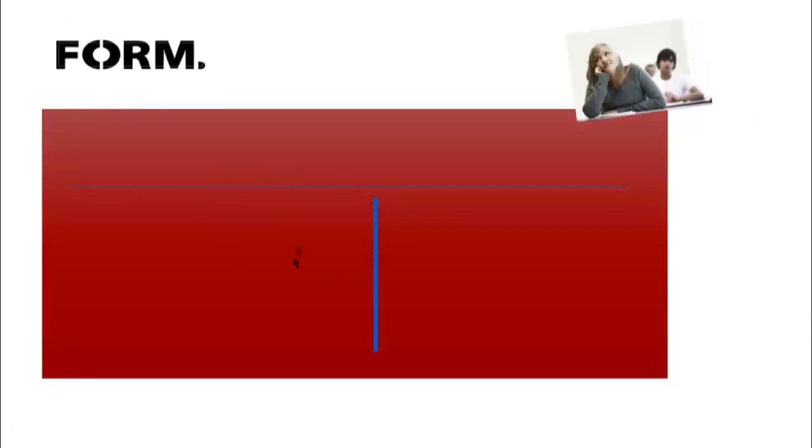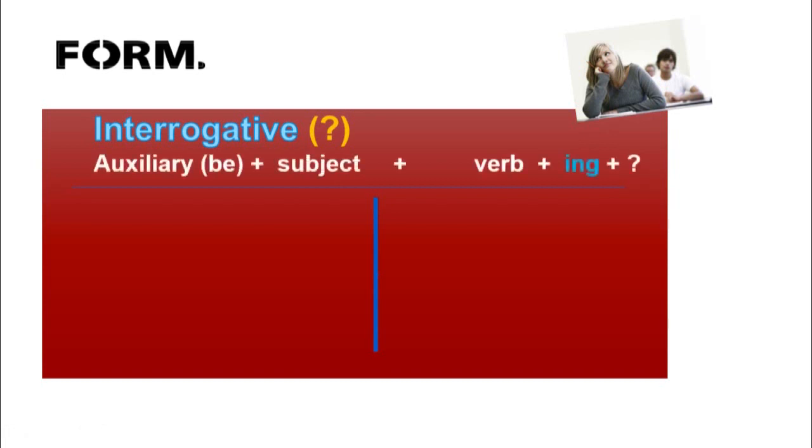In this slide, we're talking about the interrogative form, which means questions, how to make questions. And you know, we have two types of questions: yes-no questions and WH questions. Let's see first the yes-no questions. In the form of yes-no questions, I will start with be, the helping verb be, which means is, am, are, plus the subject, plus the thing.